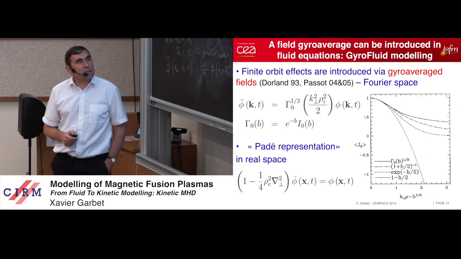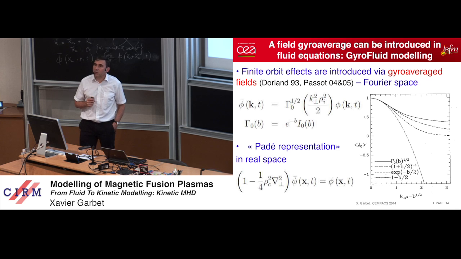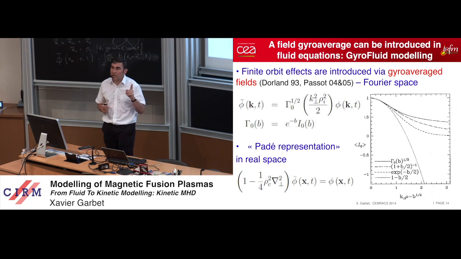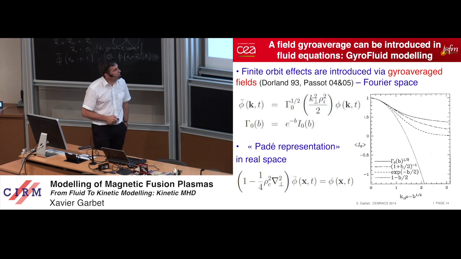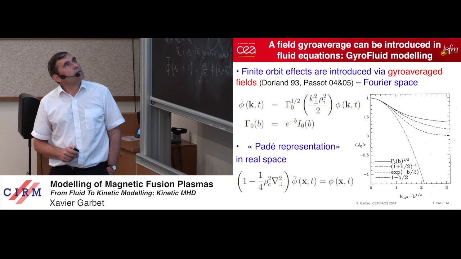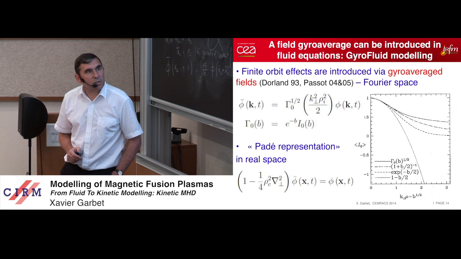The advantage is that if you look at the Taylor development of this function for small k rho I, which is the MHD limit, and remember, the MHD limit is k times orbit width smaller than 1, let's take the first term of that. So this would be here, the 1 minus b over 2. Incidentally, I didn't mention my source, but this is coming from a paper by Darland in '93.